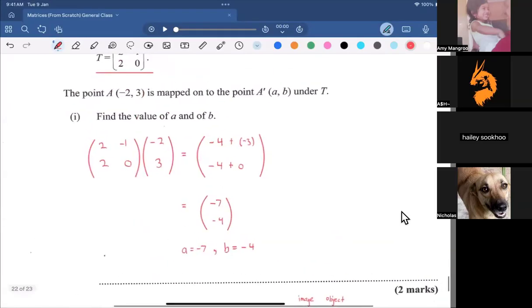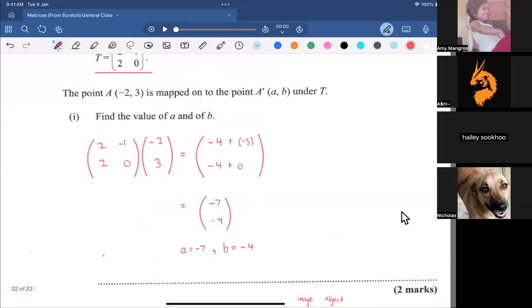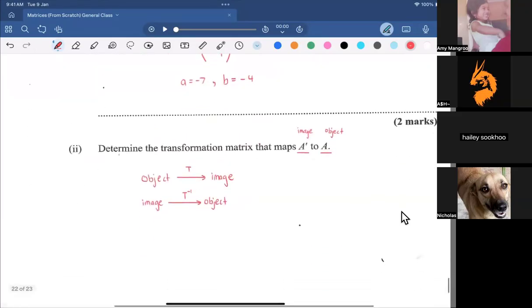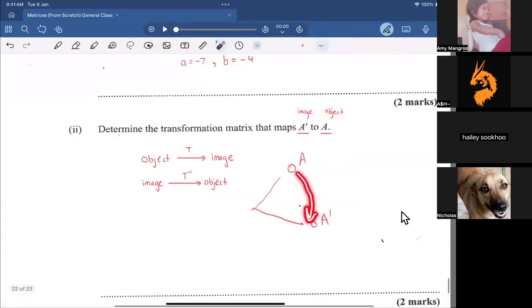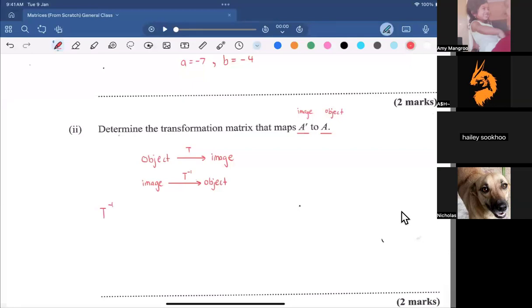So Sasha, remember, you use T to figure out the image, -7 -4. Well, if we want to do the opposite, we have to find T inverse, which is the opposite of the transformation. You can think of it like this. Imagine you had these two points. This over here is the object, and this is the image. To go from here to here, you take T, and if I want to go from the image to the object, I do T inverse. So Sasha, the inverse is the same thing, it's just going in the opposite direction, or we're just doing the reverse. So we need to figure out T inverse. Do you remember the formula for T inverse?